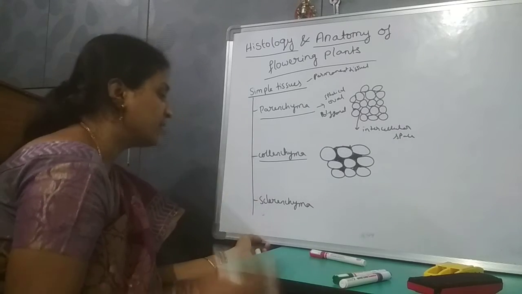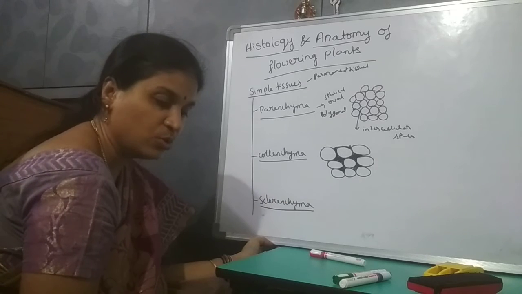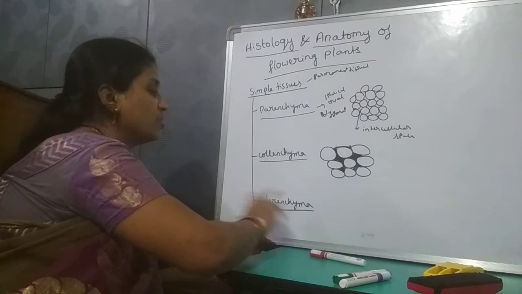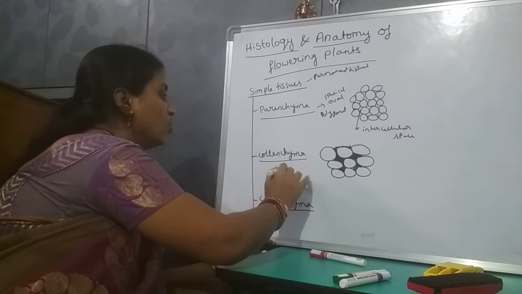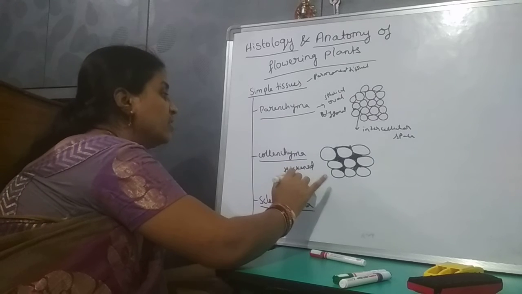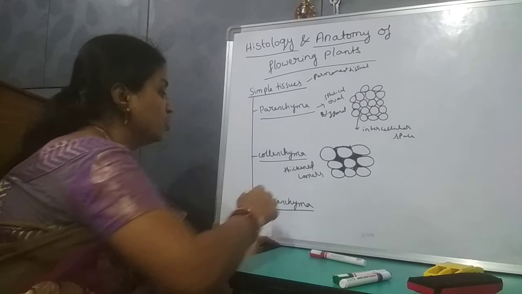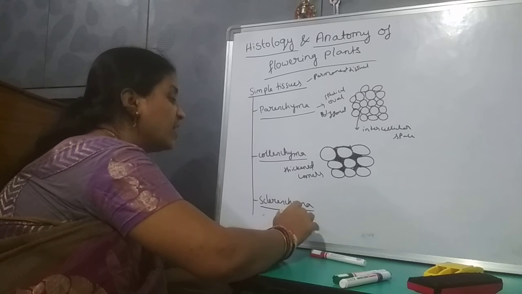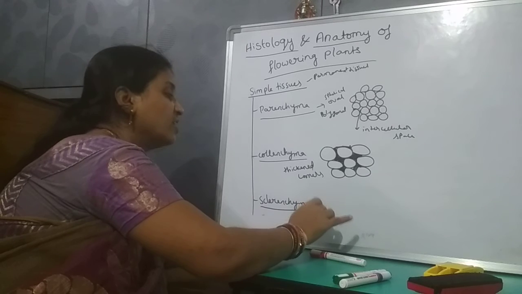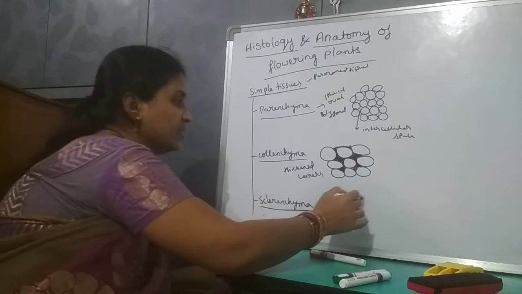Then coming on to sclerenchyma, they are long, narrow cells, thick and lignified. Here cellulose and hemicellulose are present. Here these are thin wall. These thickened corners are present because of the deposition of cellulose and hemicellulose. Here lignified thick walls are present. It is a dead tissue.